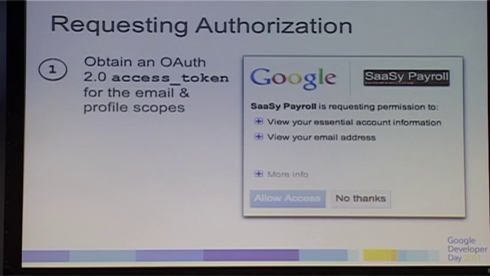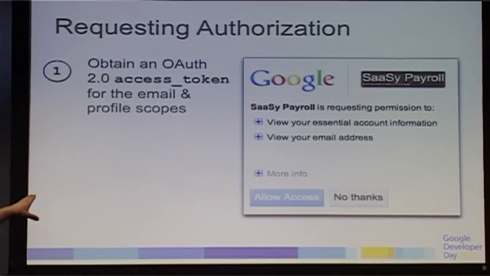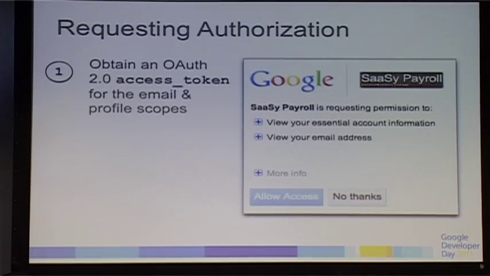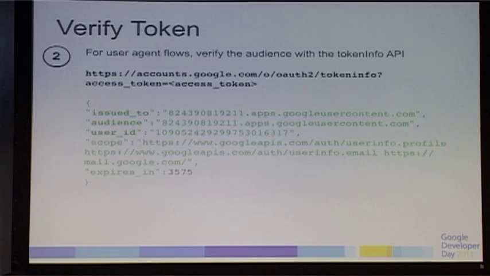All right. So the first thing you're doing in order to do this, you saw this, is requesting an authorization. Same way as you do with OAuth 2. You're basically asking for an access token using any of the flows that we talked about. And the user approves that. And then you do this thing called verifying a token.